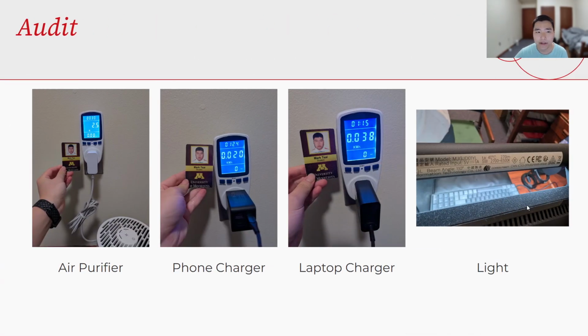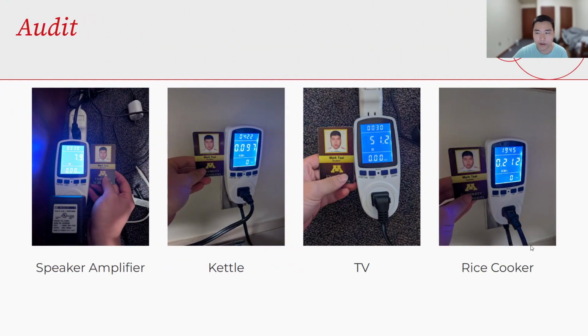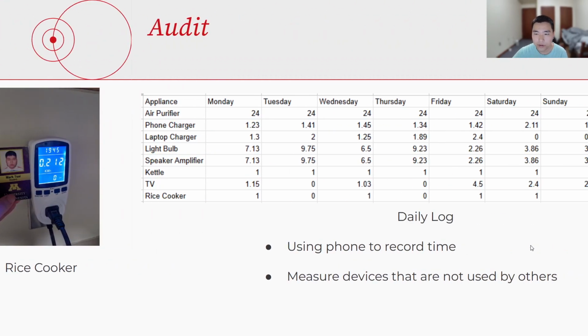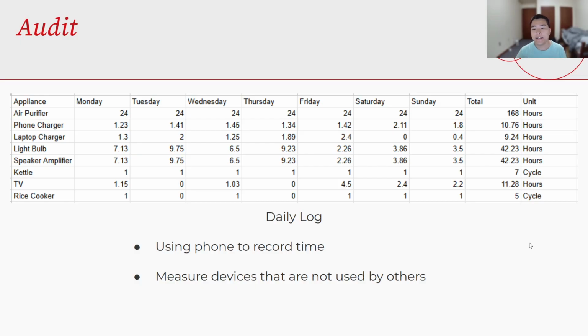This is my audit picture with my student ID, and the light is just the wattage of the bulb in the picture. This is the rest of it. And this is my daily log. I recorded with my phone, which calculates the minutes, and I change it back to hours. Some of them run on a cycle, which is easier to record. The others I exclude: I only measure the devices that I use, not the ones I don't.